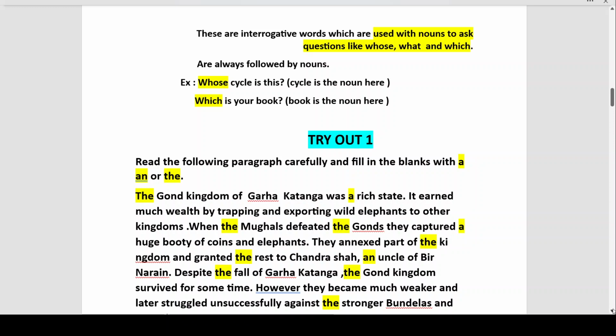Second example, which is your book? Question mark, interrogative sentence. The interrogative word which is used as the determiner here is which, for the noun book. I hope all these determiners are clear to you, students.